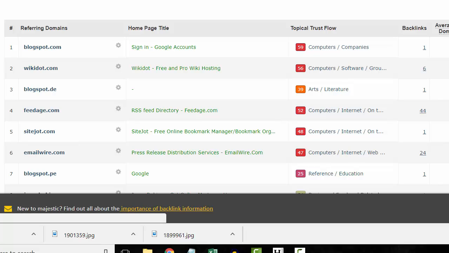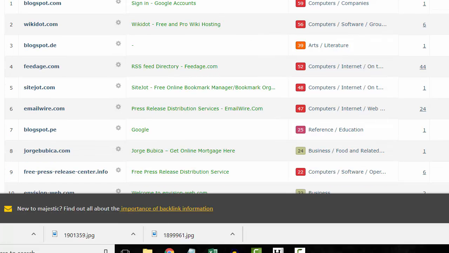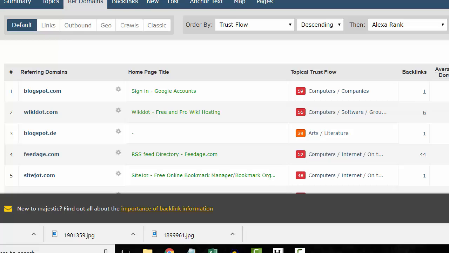Now I can look at this trust flow, 91. Wow, what is that? Well, that's on Blogspot. Obviously, it's not a link you're going to replicate, unless you go set up an account and set up a profile link and set up a blog post and put your link on it, but that's not going to do you very good.